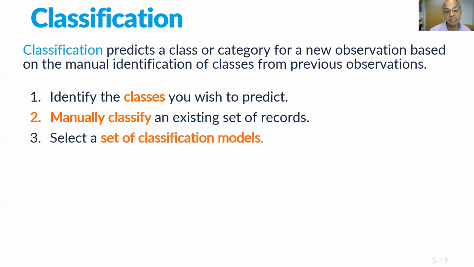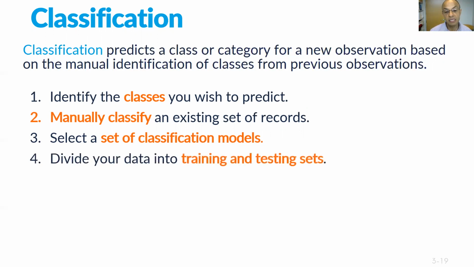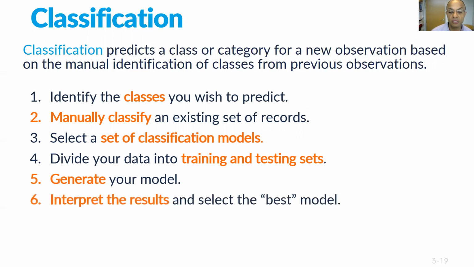Then we select a set of classification models and divide the data into training and testing data, and I'm going to explain the training and the testing data. Then we generate the model, and then we interpret the results and try to choose the best model. And here is the point, which kind of model we need to choose.